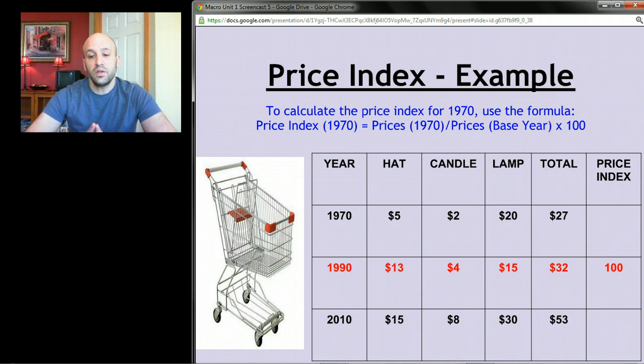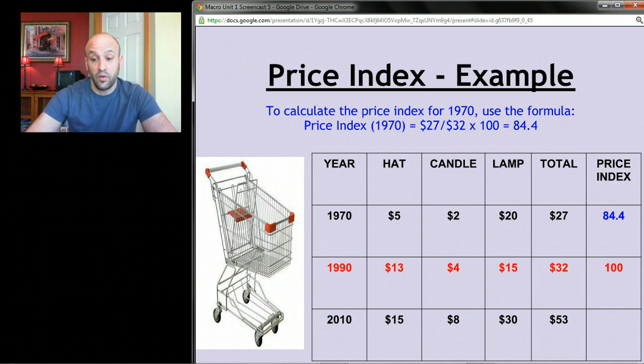To calculate the price index for 1970, we're going to use the formula. We're going to take the prices in 1970, divide it by the prices in the base year, and multiply that by 100. And when we do that, we get a price index of 84.4. Here are the prices in 1970, $27. Here's the price in the base year, $32. Multiplied by 100 gives us 84.4.